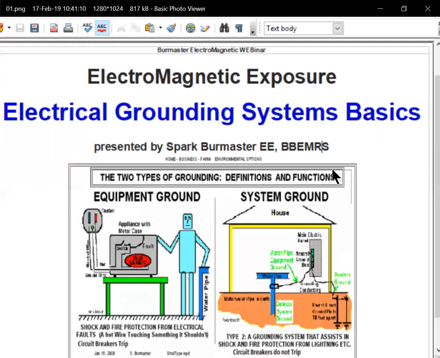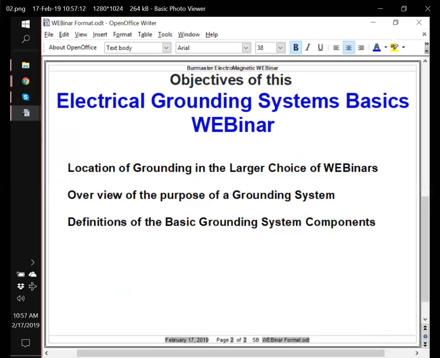Today's lecture is one of the component lectures. If you were to do this in order, there would be a different order, but this is one of the component ones. The body of this lecture is on the location of the grounding. We get to do it a section at a time. The issue is which ones you should choose first, then an overview of the purpose of grounding, and then the definition of basic grounding system components.